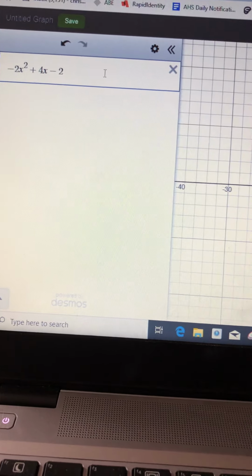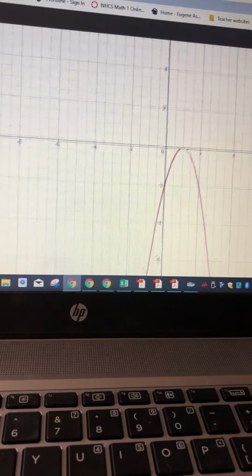All right, so this one is a little bit different. This one is going downward. I'm going to zoom in a little bit because we don't need all this extra graph. There we go. And we can move that graph up.